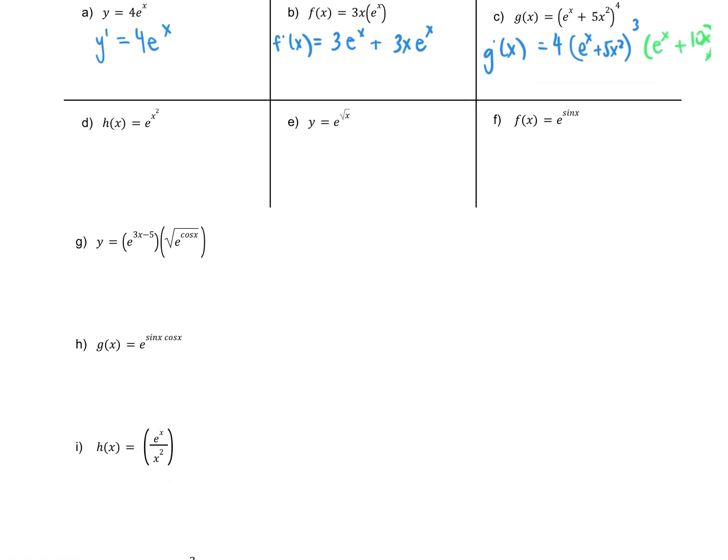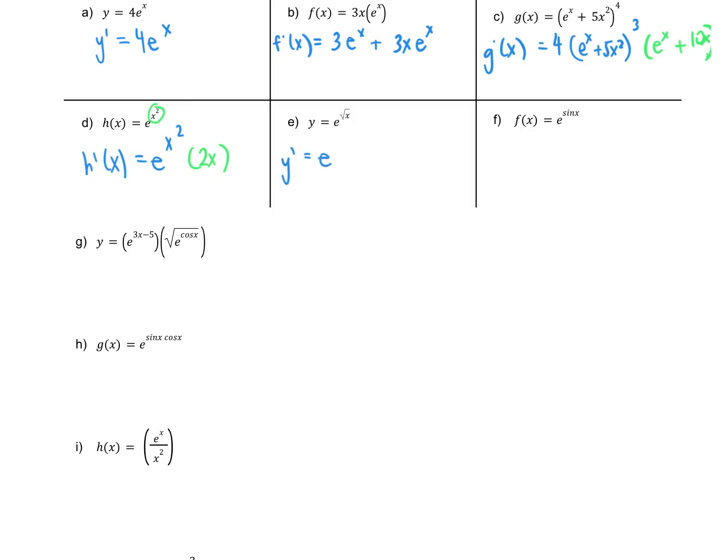Next we have e to the x squared. So again, we have a composite function. Our outside function is e to the power of something. Our inside is x squared. So my derivative is going to be e to the x squared. I'm not changing the x squared. And now the derivative of the inside is 2x. And we're going to have the same idea for E and F.